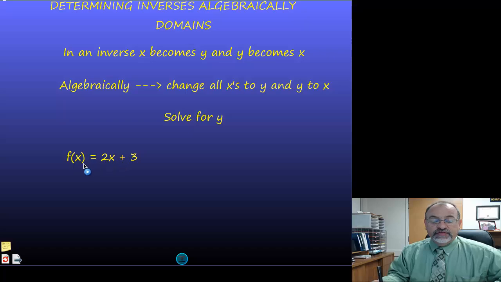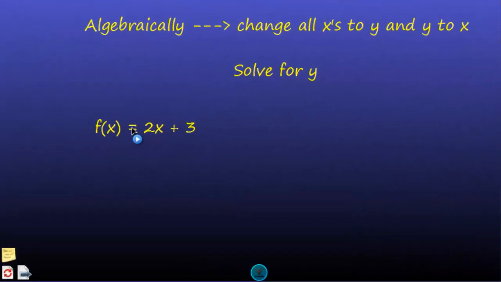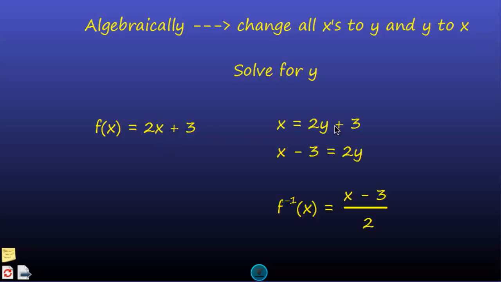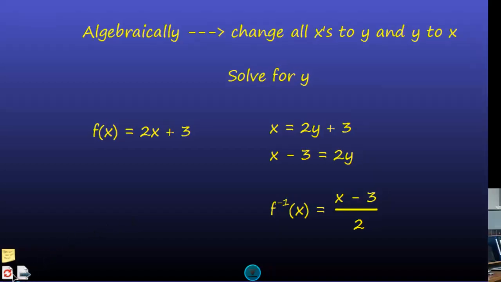So here we have this function f of x, which stands for y, is equal to 2x plus 3. To determine the inverse, we simply take this y value and make it an x, and we take this x value and make it a y, and then we would solve the equation for y just like we would any other equation. We look at then subtracting 3, dividing by 2, so the inverse of this function f of x, 2x plus 3, is x minus 3 divided by 2. So that is how you would do that algebraically.